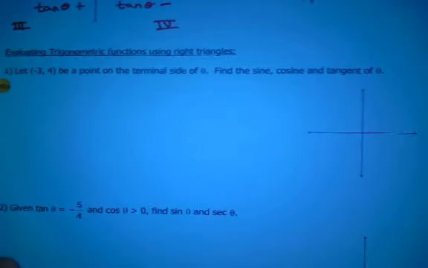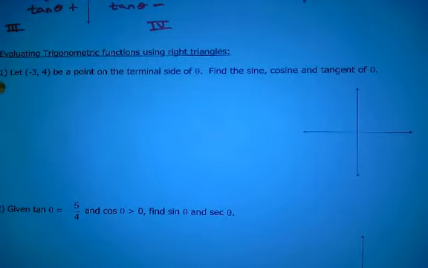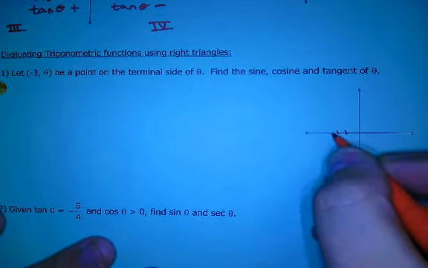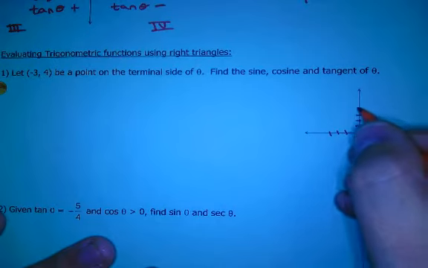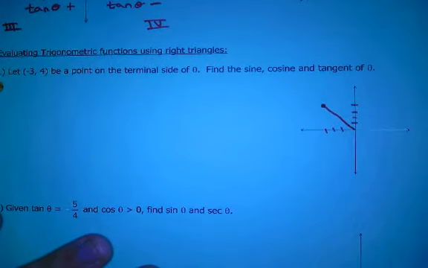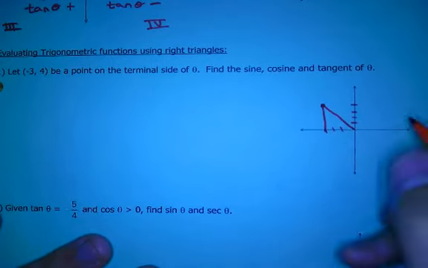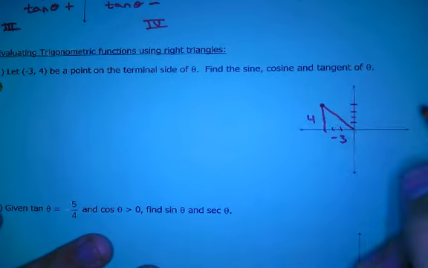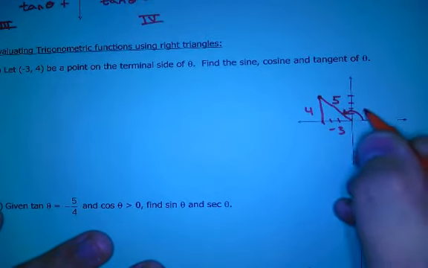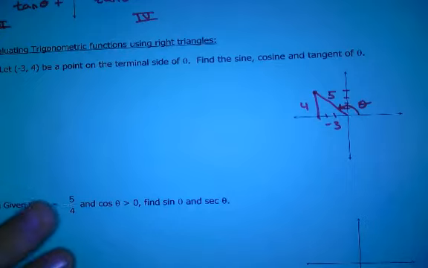Alright, let's start to evaluate these a little bit. Let (-3, 4) be a point on the terminal side of theta, and we're going to find sine, cosine, and tangent. So I'm going over here 3, and up 4. So this is -3, this is 4. How do you find the hypotenuse? Very good, Pythagorean theorem. You should know this is a triple, so that's going to be a 5. And that's my theta value.